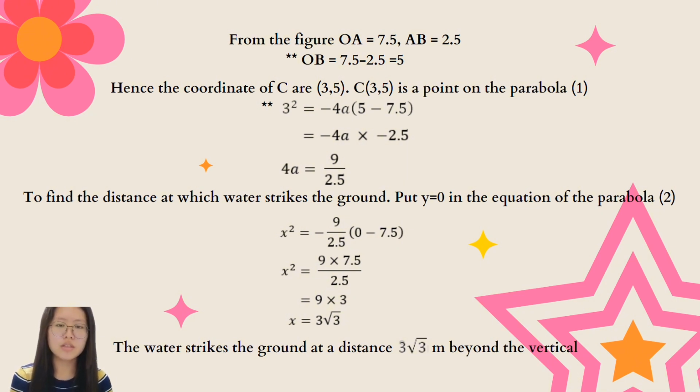To find the distance at which the water strikes the ground, we have to substitute the value of 4a and put y equals 0 into the equation. Then we'll get the equation x squared equals negative 9 over 2.5 times (0 minus 7.5). And we'll get that x is equal to 3 times the square root of 3. So the answer is the water strikes the ground at a distance of 3 square root 3 beyond the vertical.